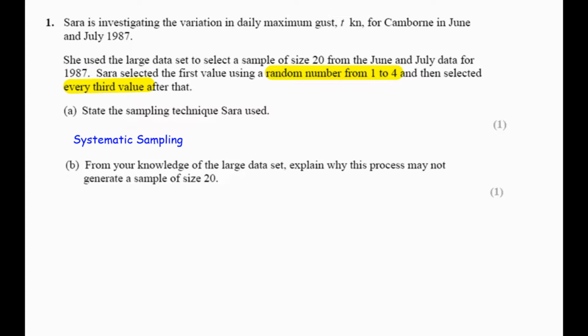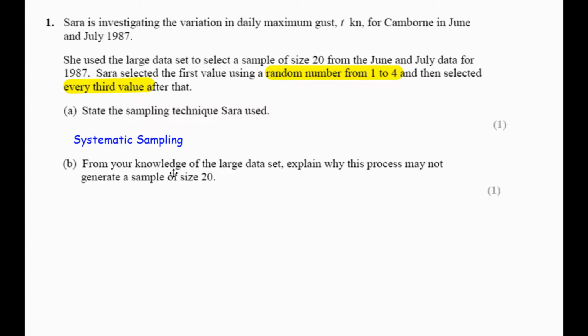From your knowledge of the large data set, explain why this process may not generate a sample of size 20. Okay, so we've looked at data sets before, and what sometimes happens is that some data is actually missing. So I may not get a sample size of 20 because for each of the values that are chosen, there may not actually be any gust data. There may not be any daily maximum gust data. And that's what stops us from getting the sample size of 20. Well, that's what stops Sarah anyway.